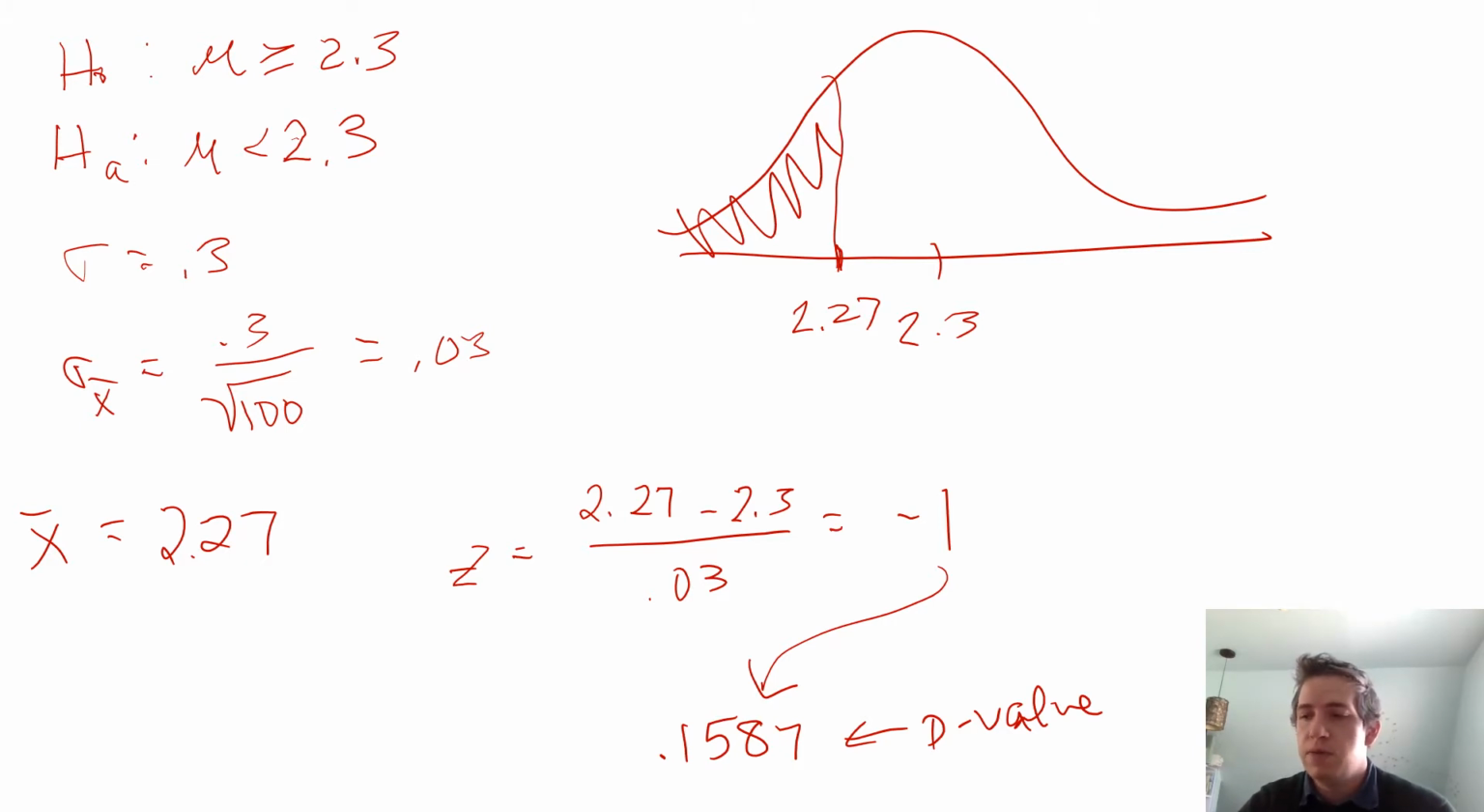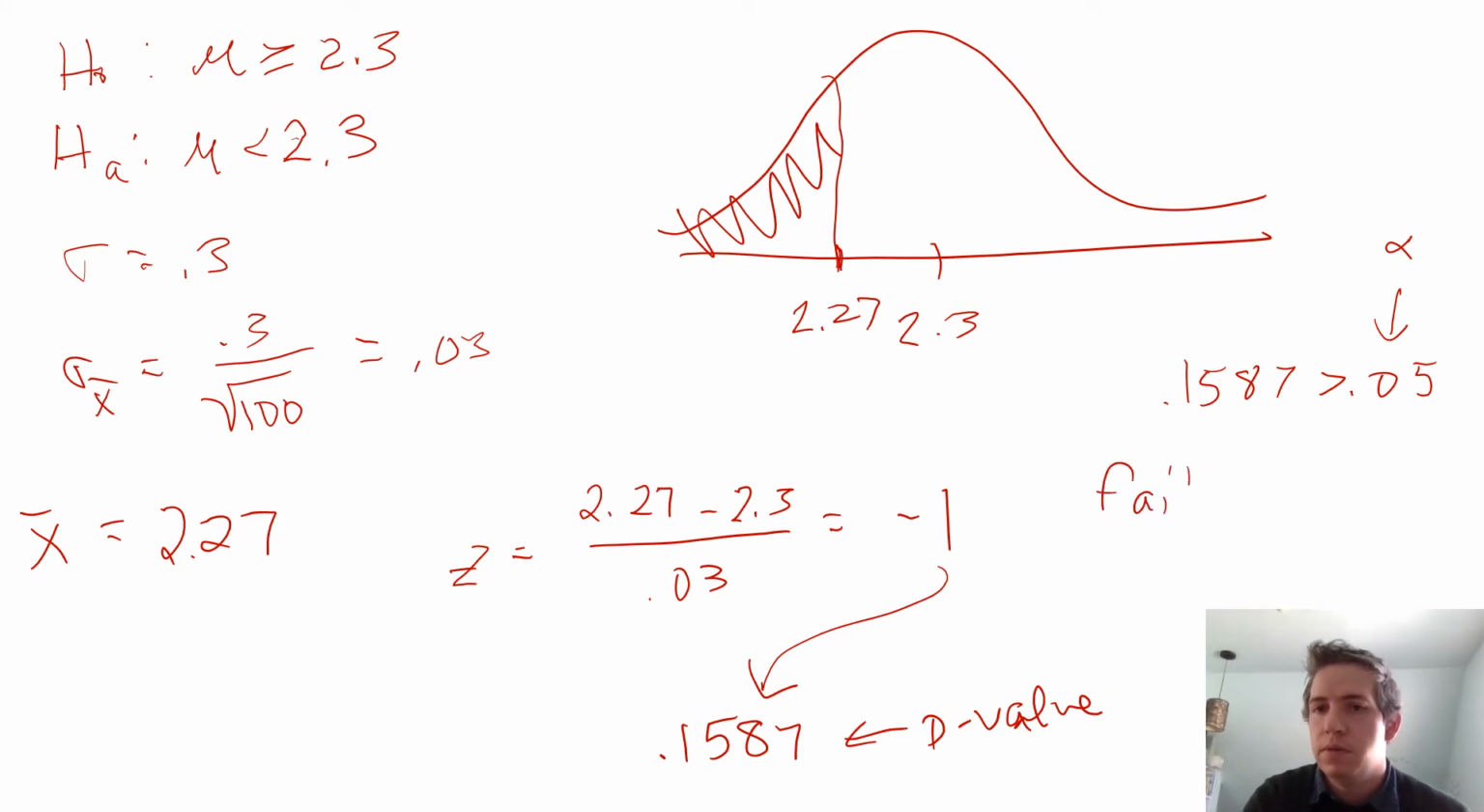There's only a 15.87% chance that I would have gotten a sample like that, but that's still a decent enough probability. We compare that p-value, 0.1587, to alpha. It is greater than 0.05. This is my level of significance, or we also call that alpha. And for that reason, we fail to reject the null hypothesis.